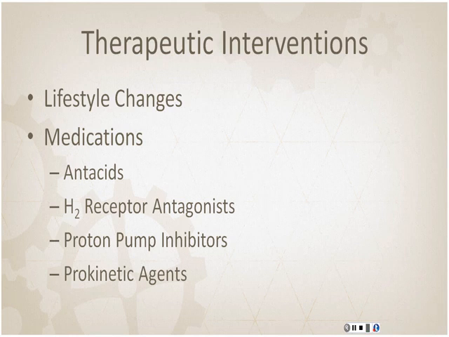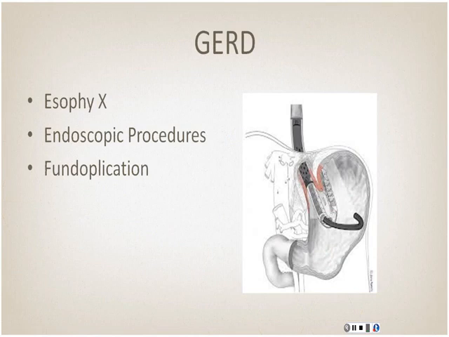Medications may include antacids like Tums or Mylanta, or H2 receptor antagonists like Tagamet or Pepcid, proton pump inhibitors like Nexium or Prevacid, or the prokinetic agents like Reglan, which increase gastric emptying and function, also to help with the lower esophageal sphincter.